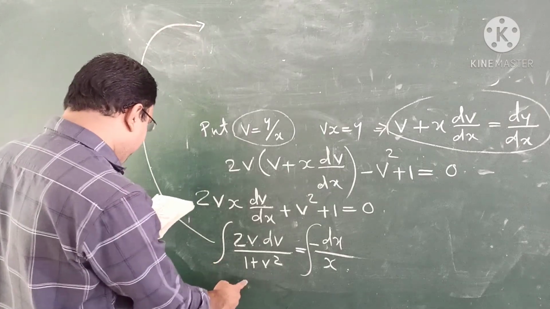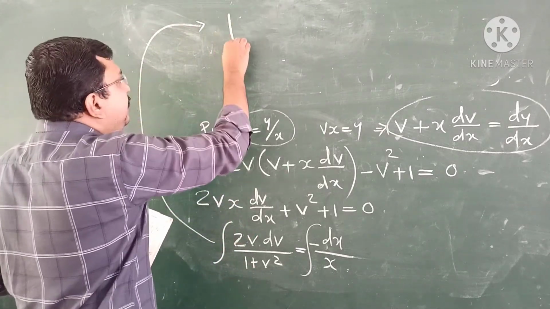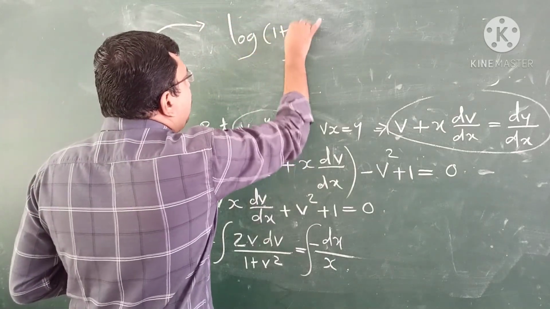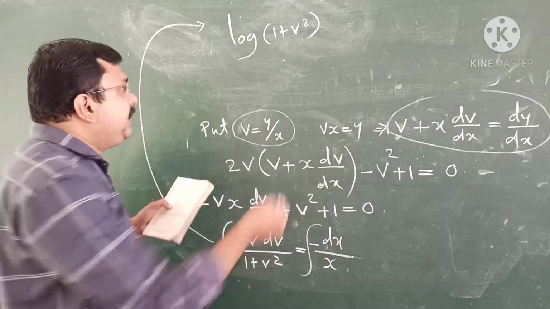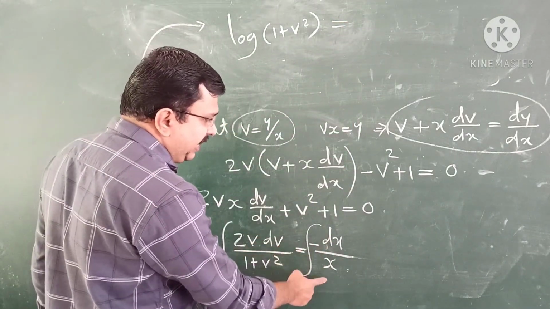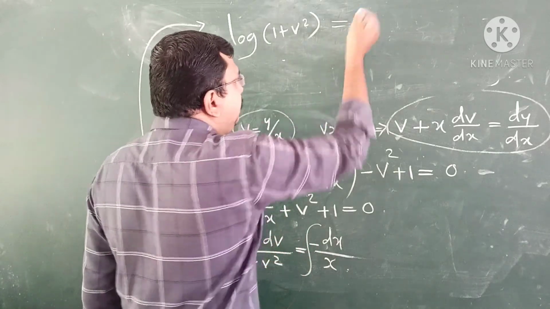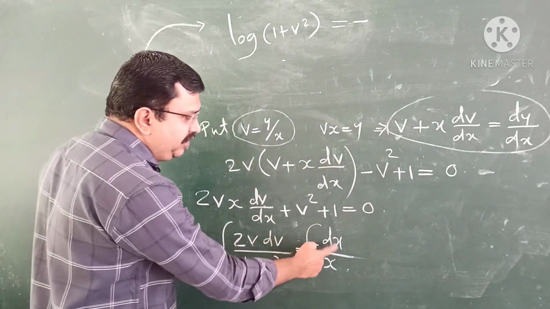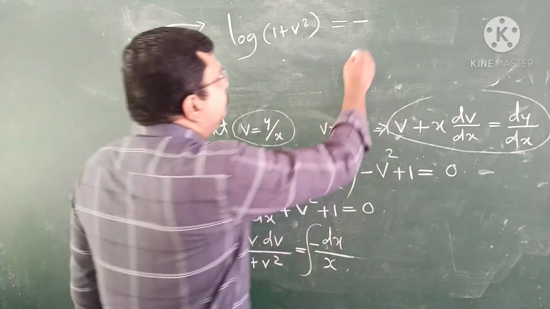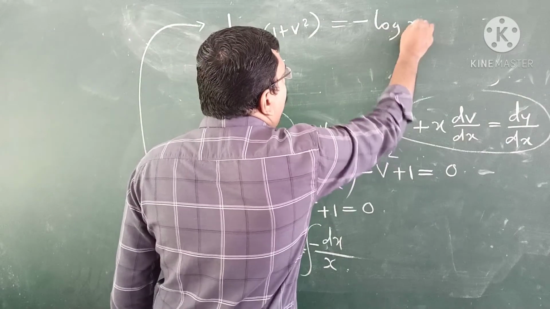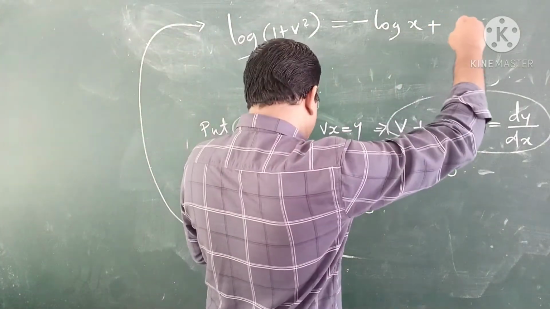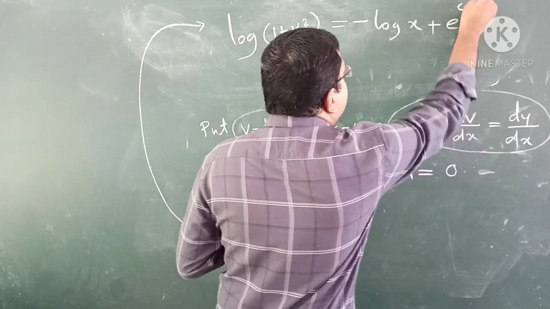Therefore, this term will become, when integrating, log of 1 plus v square equal to, what is the integral of minus dx by x? Minus can be taken outside. Minus into the integral of dx by x. We know that is log x, minus log x plus e raised to c, that is the constant of integration.